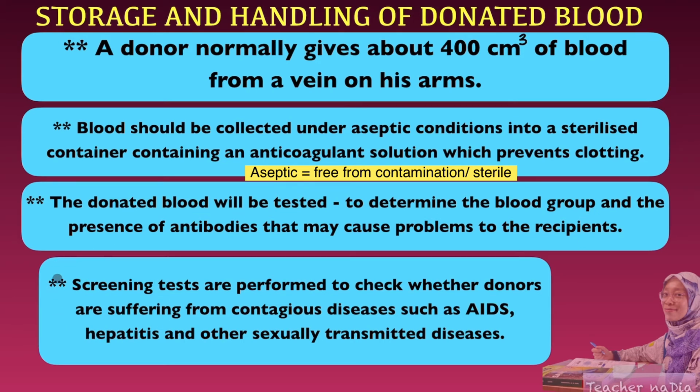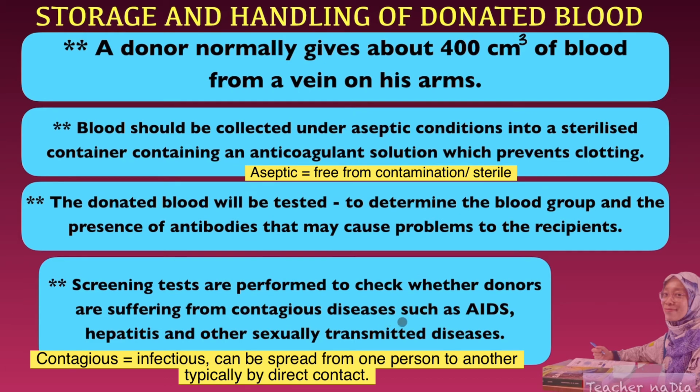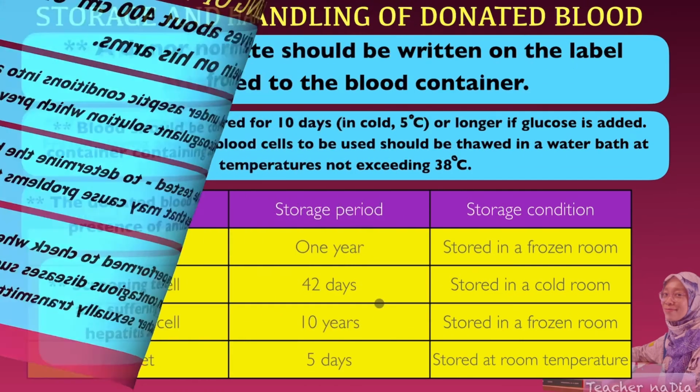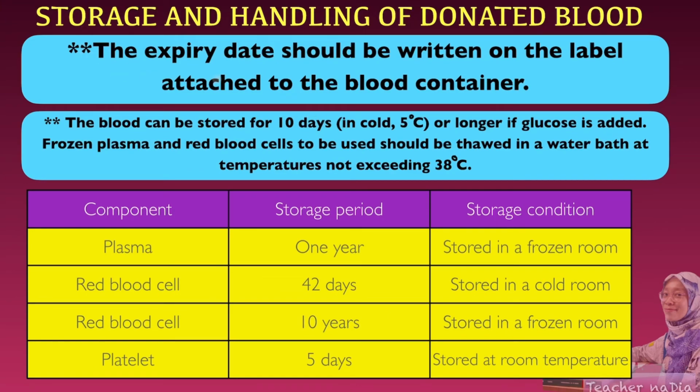Next, screening tests are performed to check whether donors are suffering from contagious diseases such as AIDS, hepatitis, and other sexually transmitted diseases. So before we can donate our blood, we have to make sure that we undergo the test and also a screening test for diseases. Besides that, the expiry date should also be written on the label attached to the blood container. So we have to refer to the expiry date.